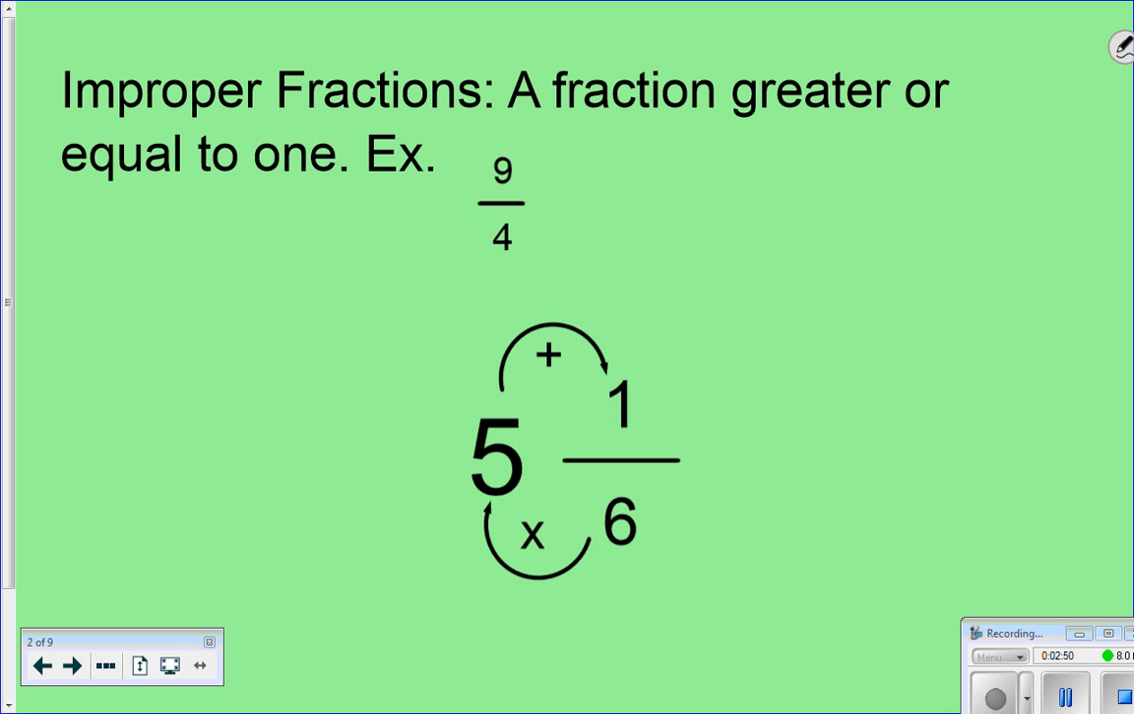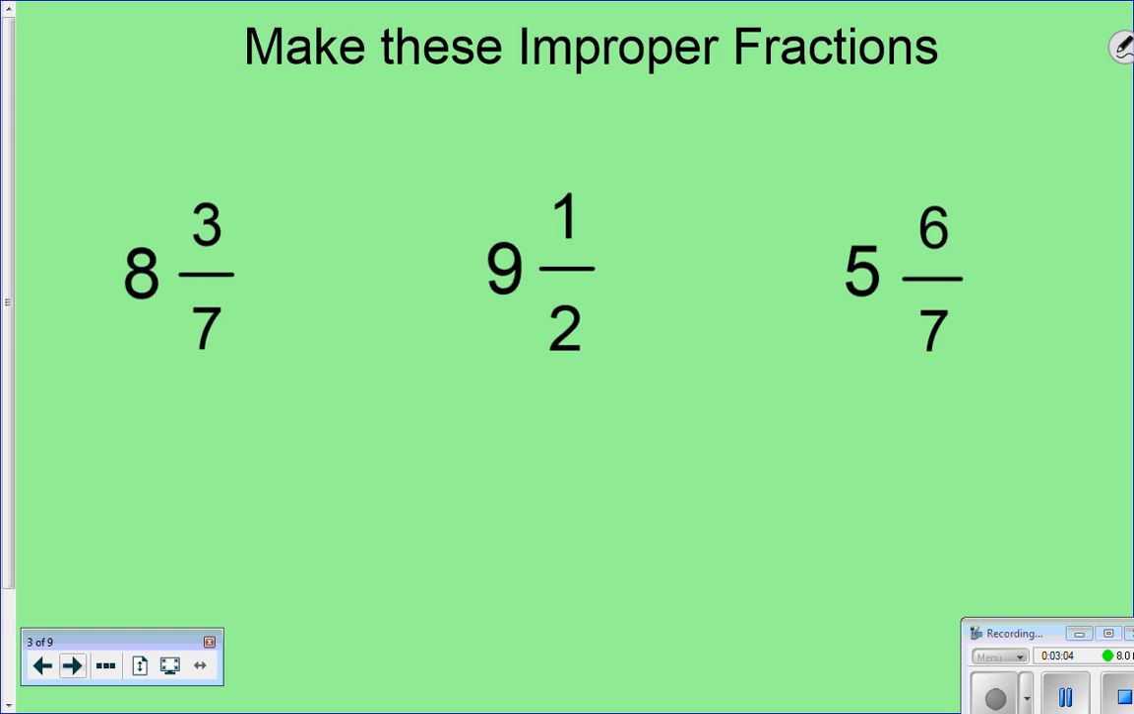Okay. Yes, do you see what I have going on here? 6 times 5 plus that 1. This would be 31 over 6. Does everybody remember how to do something like that? Okay. Let's do a few practice problems on those. Come on. Change these for me into improper fractions in your notebook.